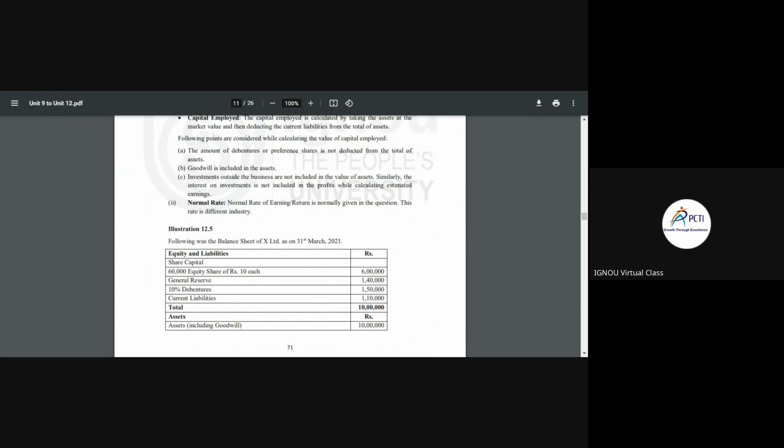Second one is normal rate. Normal rate of earning or return is normally given in the question. So the rate is different for each industry.